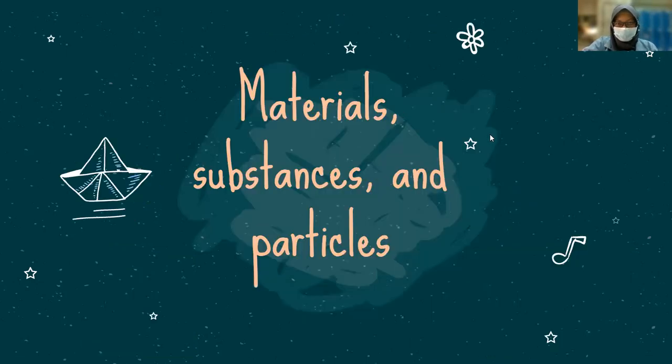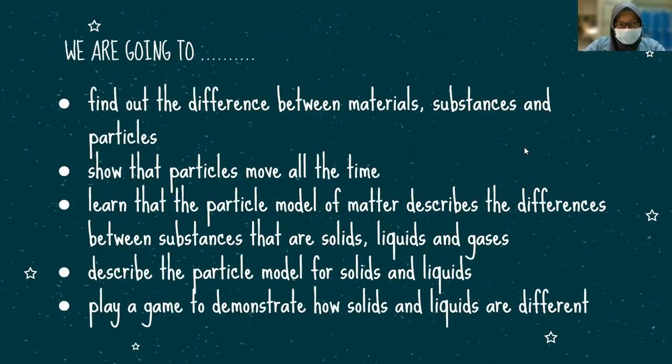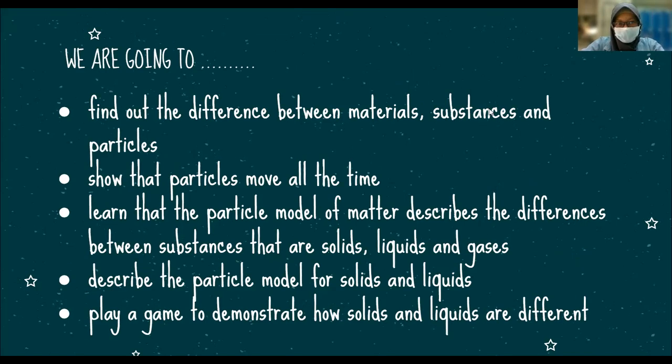Let's go on to topic 3.1 about materials, substances, and particles. Before that, let me mention the objectives. First, find out the difference between materials, substances, and particles. Show that particles move all the time. Learn that the particle model of matter describes the differences between substances that are solids, liquids, and gases. Describe the particle model for solids and liquids. Play a game to demonstrate how solids and liquids are different.